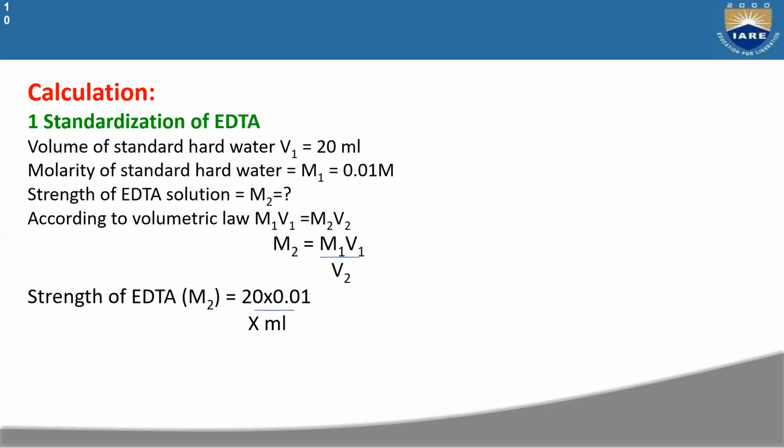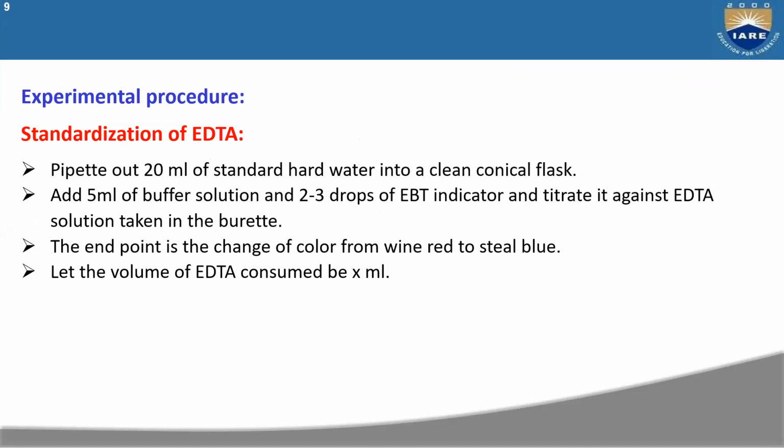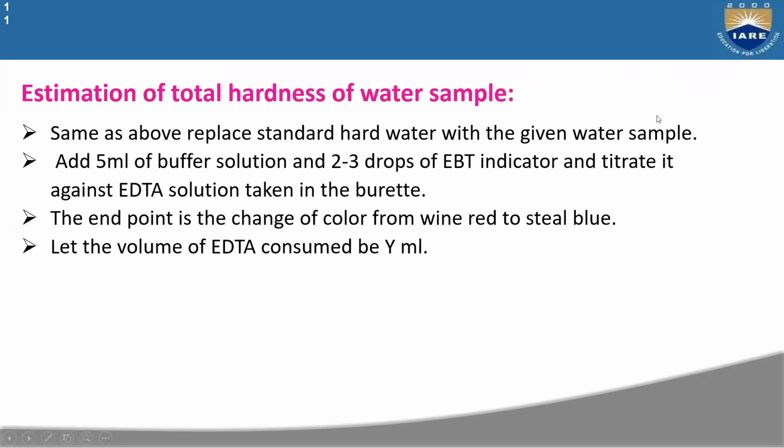First, this is standardization of EDTA. In the standardization of EDTA, we take the hard water. Instead of hard water, we can replace it with the given water sample. What I mean is, in the practical procedure, we have to take the given water sample. Later, it is the same as before. Instead of hard water, we replace the given water sample. Later we have to add 5 ml of buffer solution and Eriochrome Black T indicator.